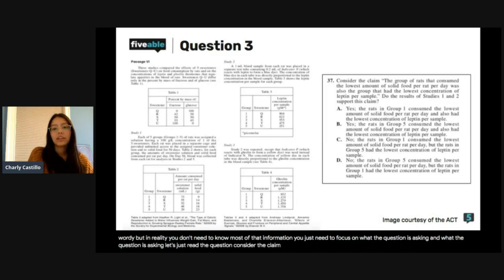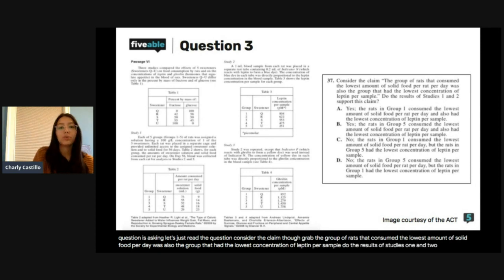Consider the claim: the group of rats that consumed the lowest amount of solid food per day was also the group that had the lowest concentration of leptin per sample. Do the results of studies 1 and 2 support this claim?